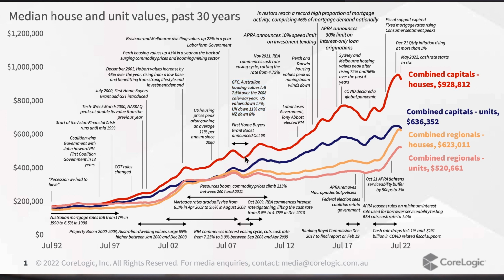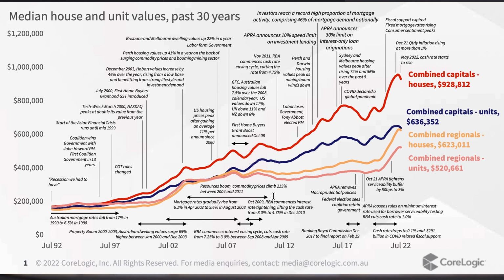And it also says we had a resources boom. Commodity prices climbed 215% between 2004 and 2011. So that gives us a clear indication of how we got through that GFC: we had those resources and those commodities to get us through that major downturn.